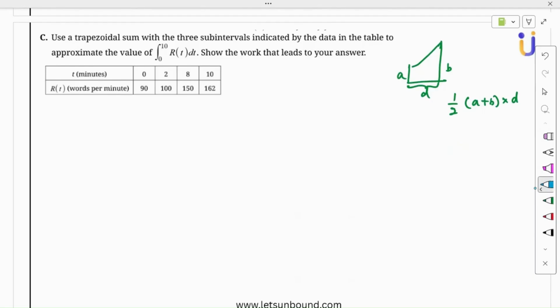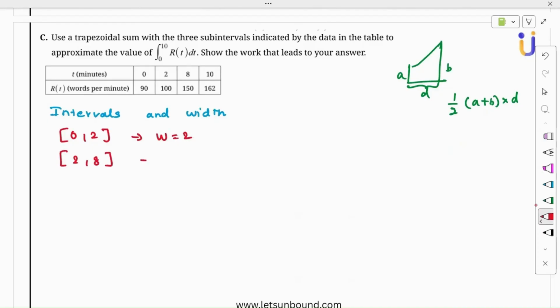So let's work on intervals and width. This is important. In the interval 0 to 2, the width is 2. For the interval 2 to 8, how do I find the width? Just subtract: 8 minus 2 is 6. For the interval 8 to 10, the width is 10 minus 8, which is 2. Okay, so let's find the area now.